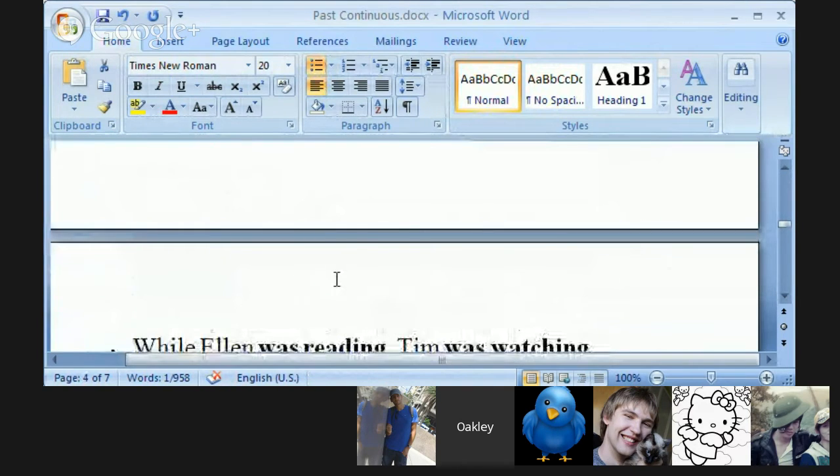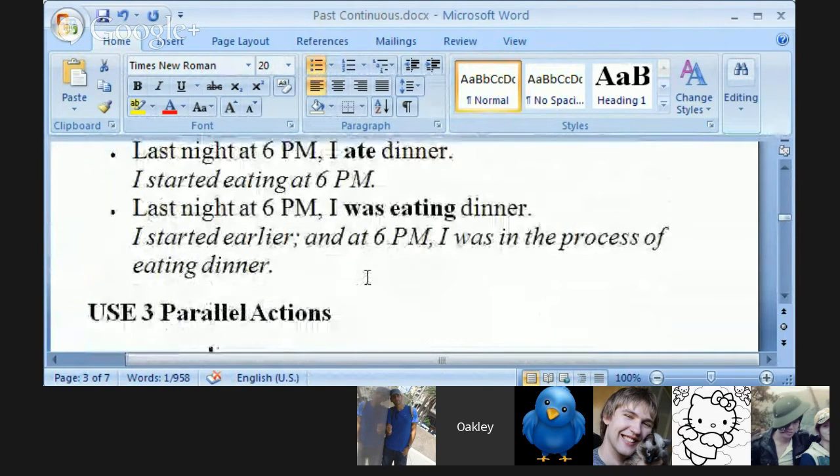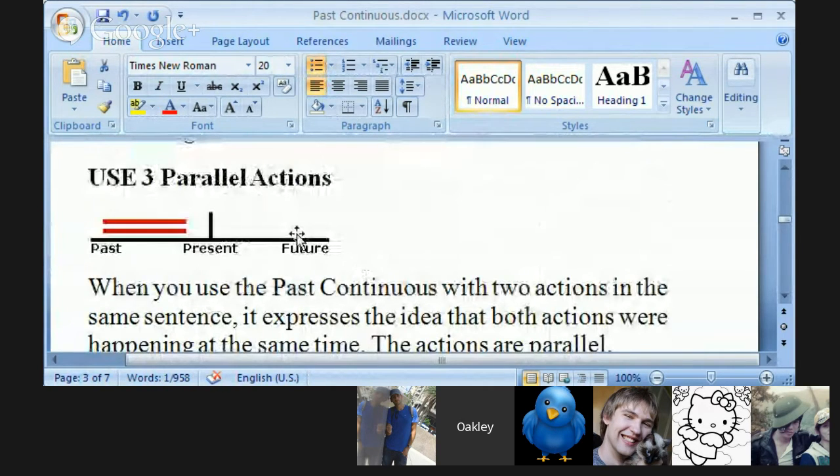Anyway, yes, we can use it to talk about two parallel actions.